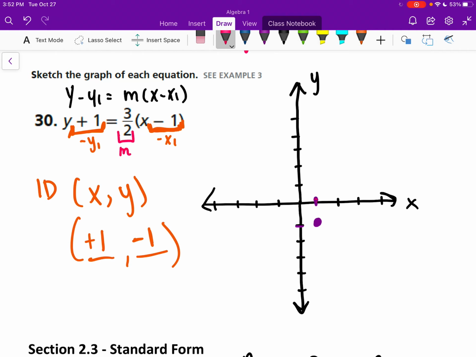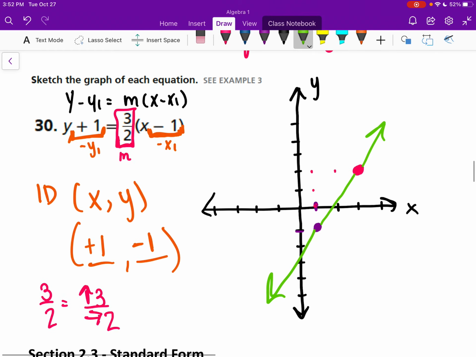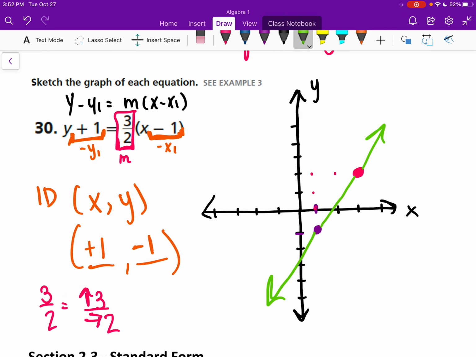Then I can use this slope of 3 over 2, which means we're going to go up 3 and then right 2 to find the second point on that line, and that's enough to connect the dots and draw a line. So let's go up 3, up 1, up 2, up 3, over 2. There'll be a point right here. We can connect the dots to actually draw the line to sketch the graph. And that is section 2.2 and 2.3.